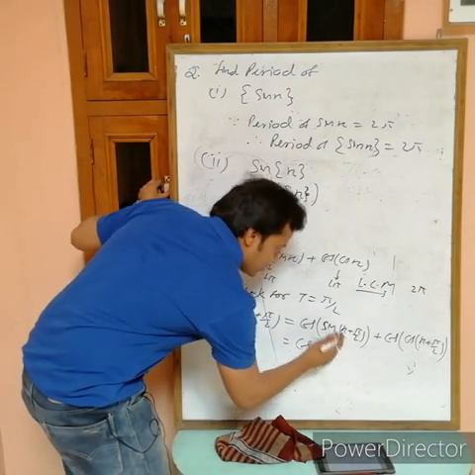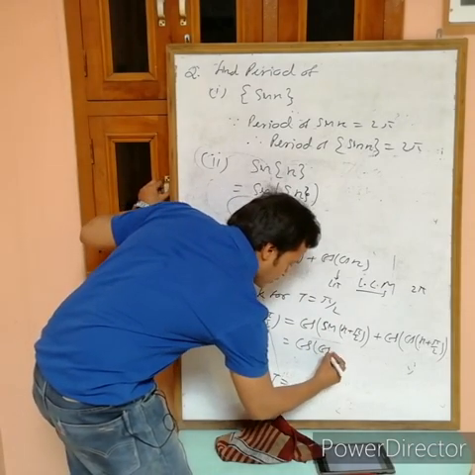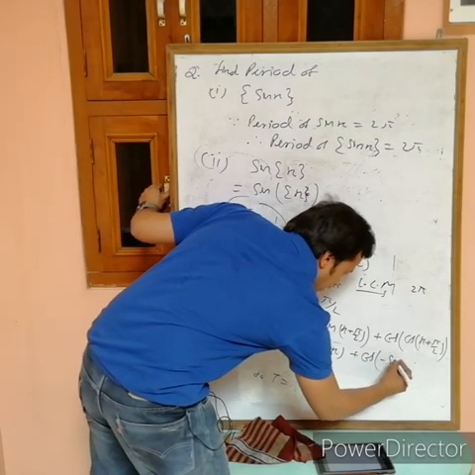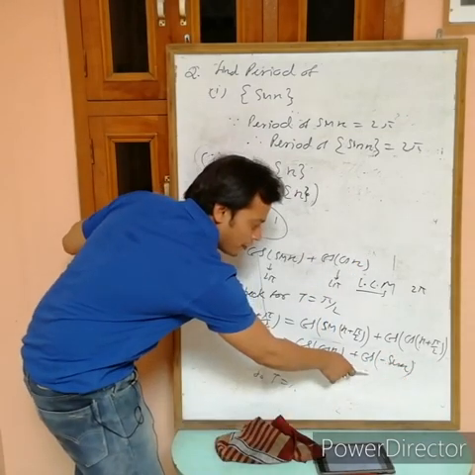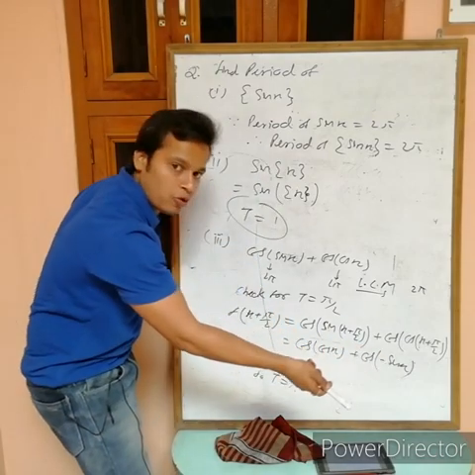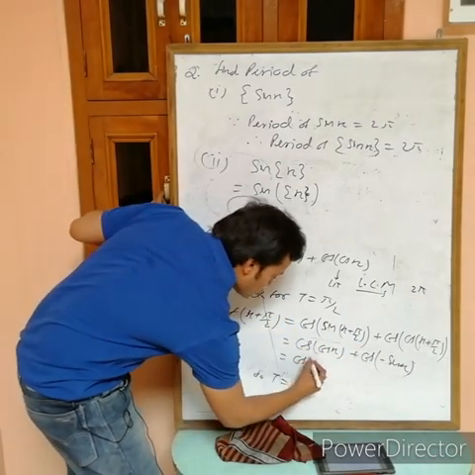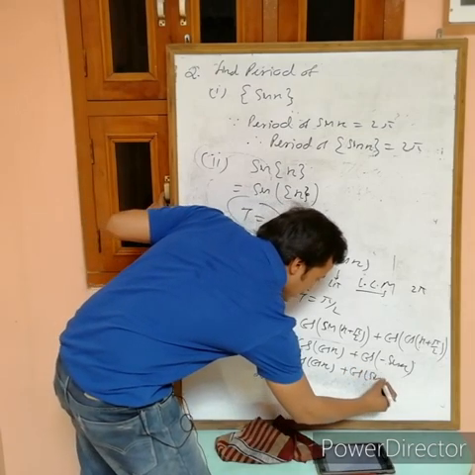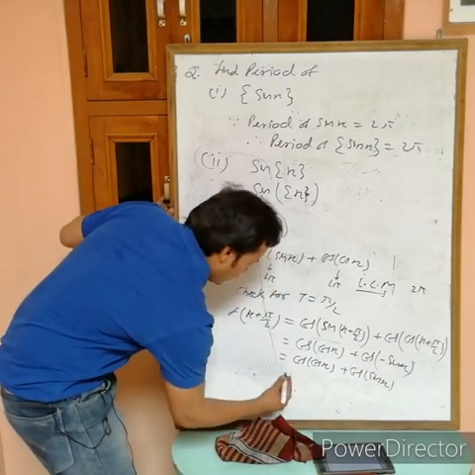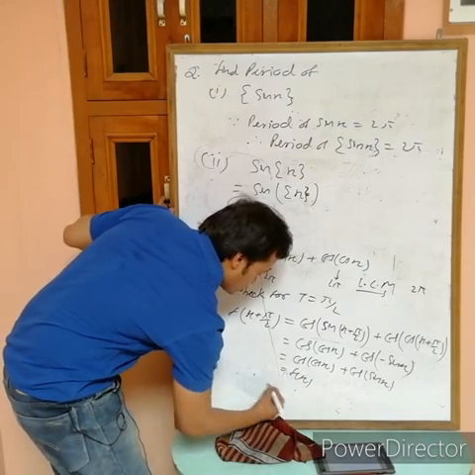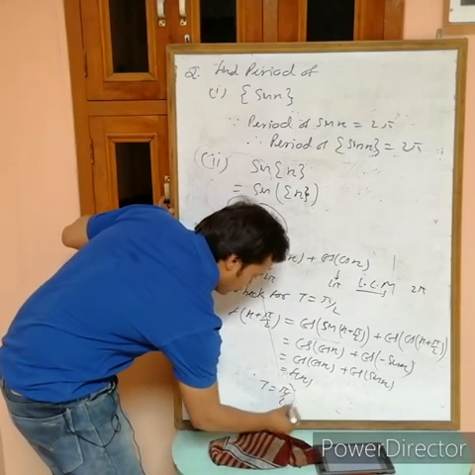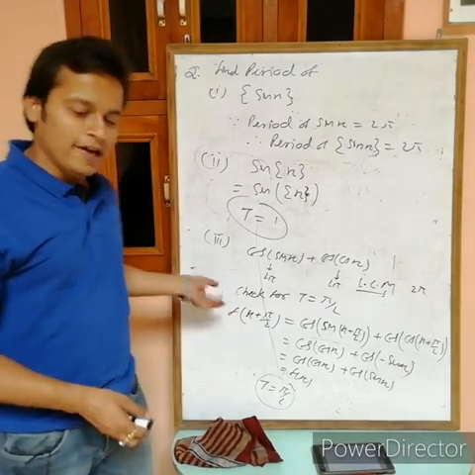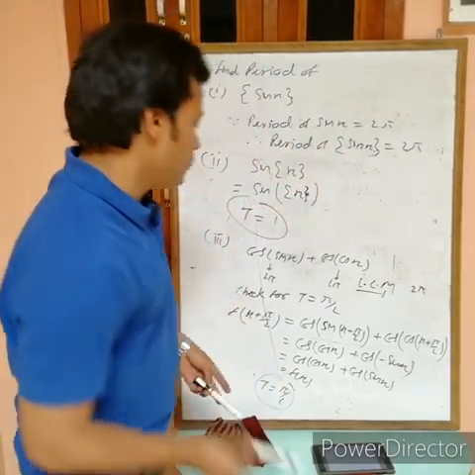Now sin of (pi by 2 plus x) is cos x, and cos of (pi by 2 plus x) is minus sin x, but because cos of minus theta becomes cos theta, this becomes cos of cos x plus cos of sin x. And this is equal to f(x), so T is equal to pi by 2. The period of this function is pi by 2, not 2 pi. If you check for pi it is also satisfied, but also check for pi by 2.